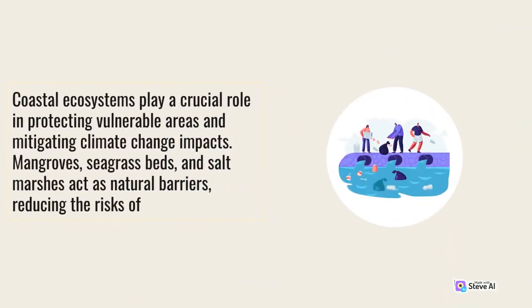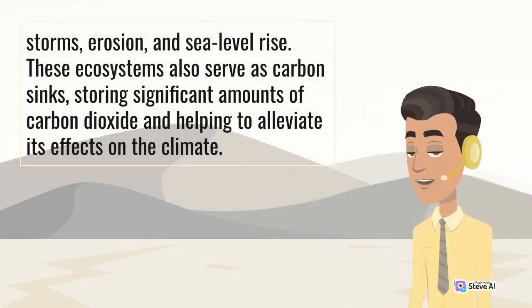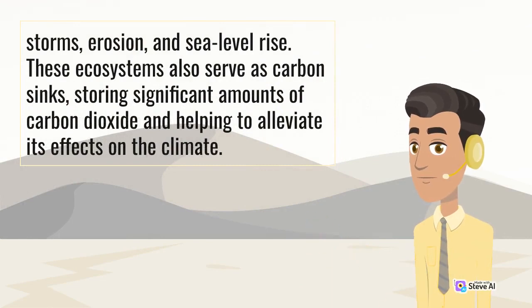Coastal ecosystems play a crucial role in protecting vulnerable areas and mitigating climate change impacts. Mangroves, seagrass beds, and salt marshes act as natural barriers, reducing the risks of storms, erosion, and sea level rise. These ecosystems also serve as carbon sinks, storing significant amounts of carbon dioxide and helping to alleviate its effects on the climate.